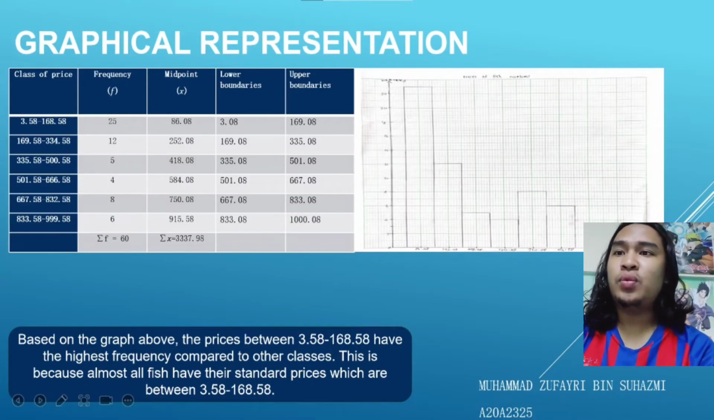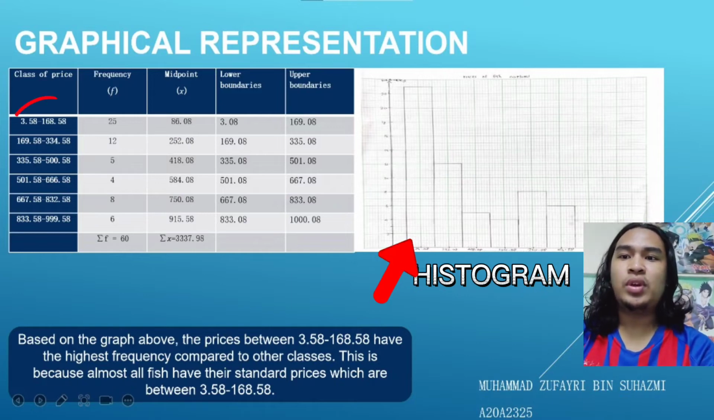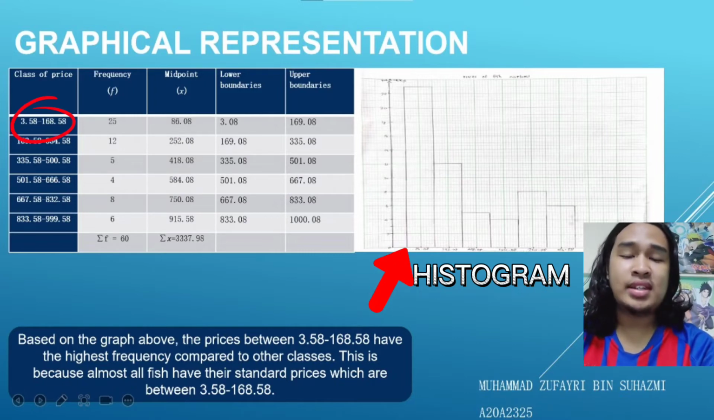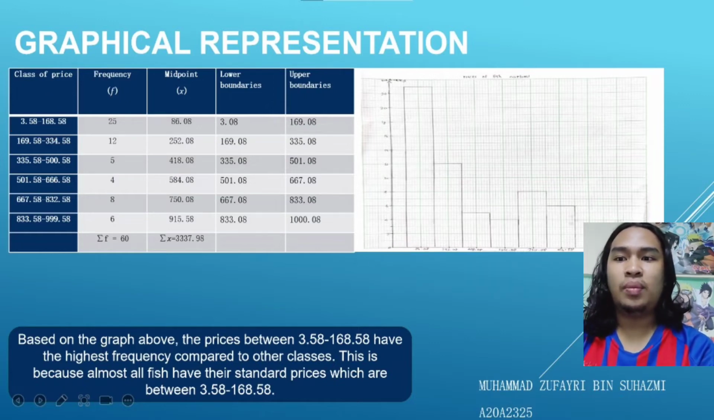Next, we go to the histogram graph, which is the graph of the prices of the fish capture. Based on the graph above, the prices between 3.58 and 168.58 have the highest frequency compared to other classes. This is because almost all fish have their standard price, which is between 3.58 and 168.58. However, not all places follow the price standard for fish due to limited species in their place.